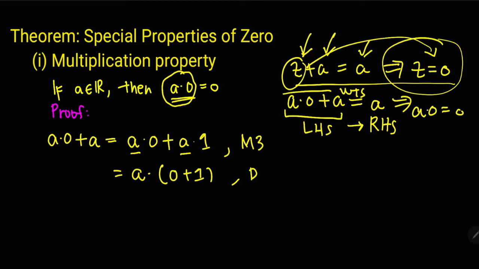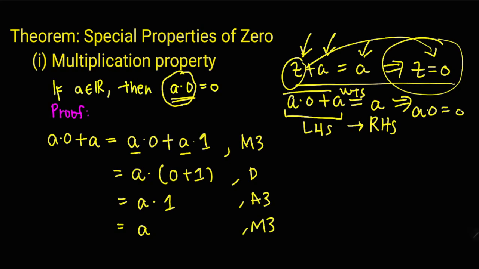Now, looking at the parentheses, we have 0 plus 1, but 0 is an additive identity. So, that means we can have simply 0 plus 1 is equal to 1. That's A3. But 1 is the multiplicative identity. So, meaning a times 1 must be equal to a. That's M3, existence of multiplicative identity.